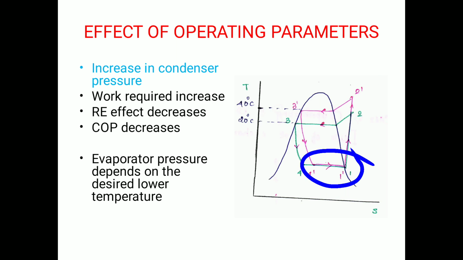4 dash to 1 is actually decreased compared to the ideal one. So work is increased and refrigerant effect is decreased, and we know COP is a function of refrigerant effect and work input. So definitely COP will decrease because COP is equal to refrigerant effect divided by work input. In this case, work input is increased and refrigerant effect is decreased. So COP will be definitely decreased. So this case is not decided.